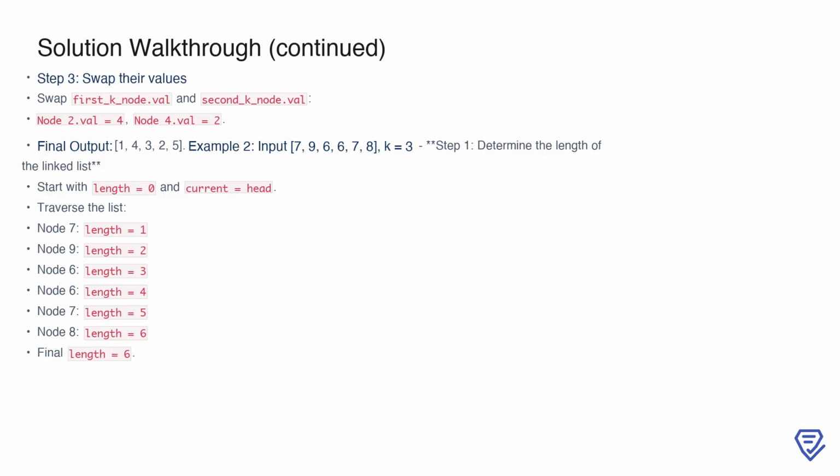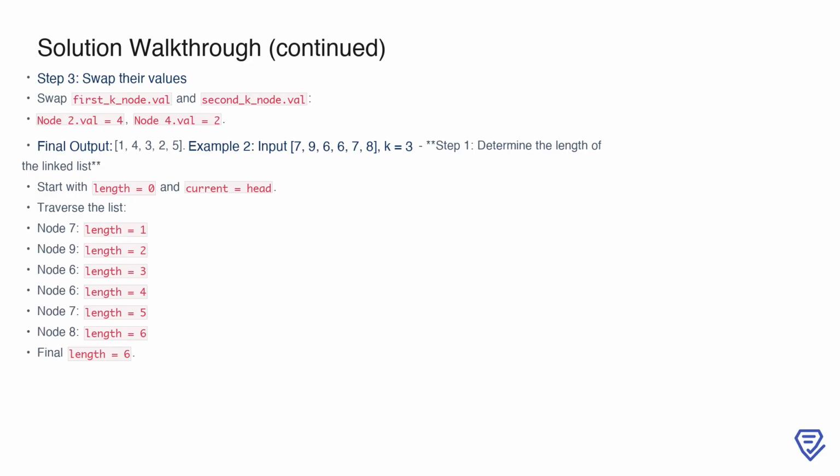The value of first_k_node, which is node 2, is changed to 4, and the value of second_k_node, which is node 4, is changed to 2. After the swap, the updated linked list becomes 1, 4, 3, 2, 5.